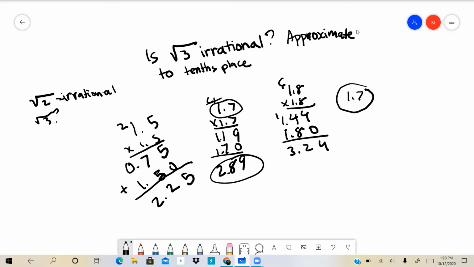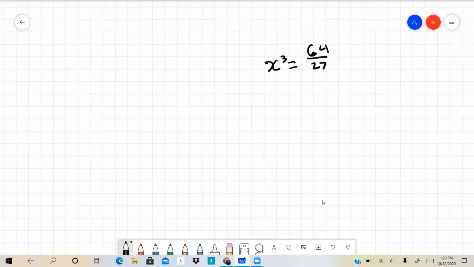And is it irrational? So for that, the square root of 3 is irrational, and that is because it doesn't stop; it goes on forever. But we just want the tenth place, and that's why it's 1.7 and not even closer.